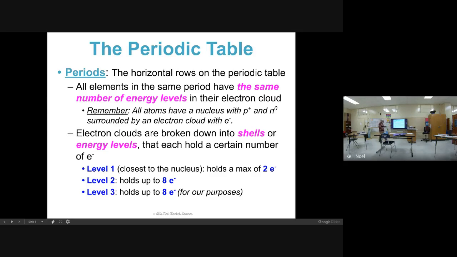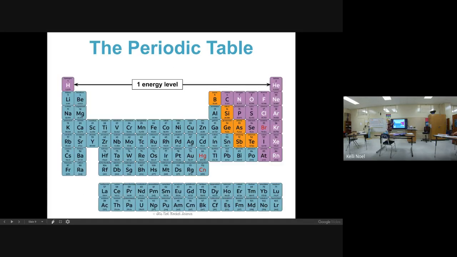And then if we have a level 4, for our purposes, it can hold up to 18. So the numbers change for each level. Just remember, the closest to the nucleus is 2, and then pretty much 8, 8, and then usually we'll get as far as whatever's left over. We'll go in level 4. We'll never have it completely full.